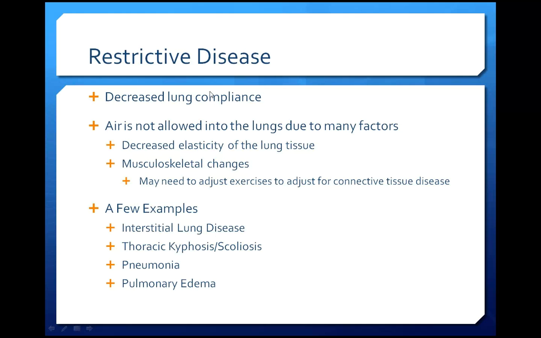Interstitial lung disease, pneumonia, and pulmonary obstruction. ILD is one of the more common restrictive diseases. Sarcoidosis is included in that as well. Pulmonary fibrosis, radiation fibrosis, sarcoidosis, asbestosis, all comes down to one thing: the lung tissue not being allowed to expand.